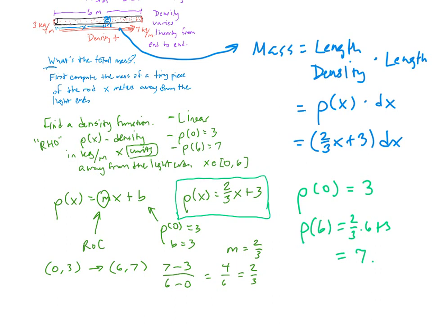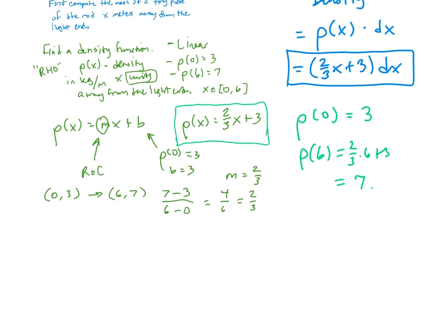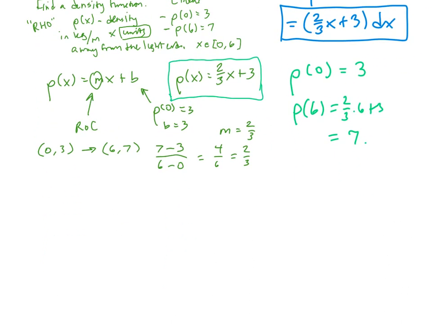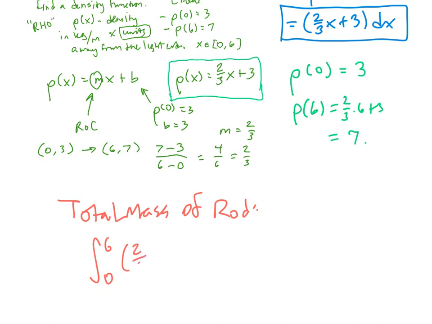Now, if I want to know the mass of the entire rod, I need to integrate this from x equals 0 to x equals 6, and that's the last step of this problem, and mercifully, that's the easiest step. So now the total mass of the rod is going to be the integral from 0 to 6 of 2/3 x plus 3 dx.